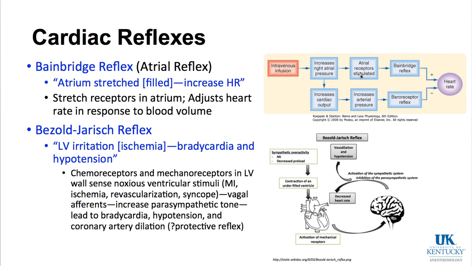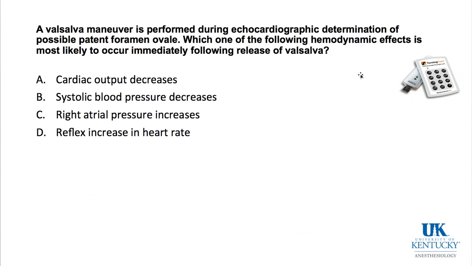Now, the chemoreceptors and mechanoreceptors in the left ventricle sense these noxious ventricular stimuli, and it can be things not just ischemia, could be after revascularization, and vagal afferents will increase the parasympathetic tone. You can get bradycardia and hypotension and coronary artery dilation. And this may be partially a protective reflex. For example, if you get ischemia occurring, obviously bradycardia could be beneficial, producing more time in diastole for coronary perfusion.